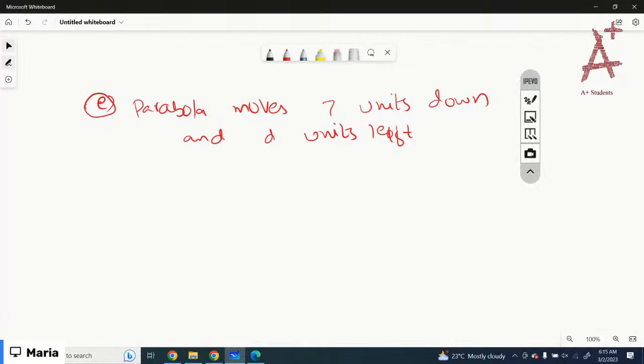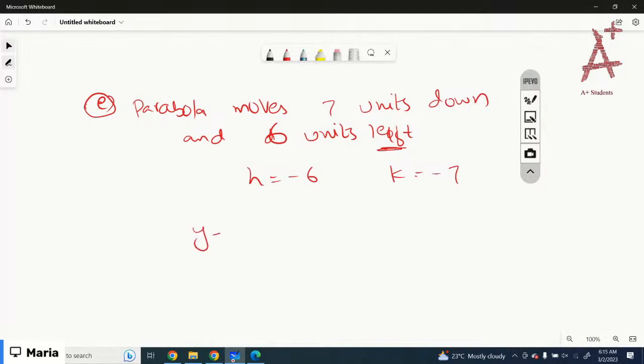Now the parabola moves down and left. Got it? So the left one is 6 units left. It would be h equals negative 6, and down. If the movement is right, it would be positive. Here you have the left movement, so it would be negative. And k is down movement, it is also negative. So k equals negative 7.